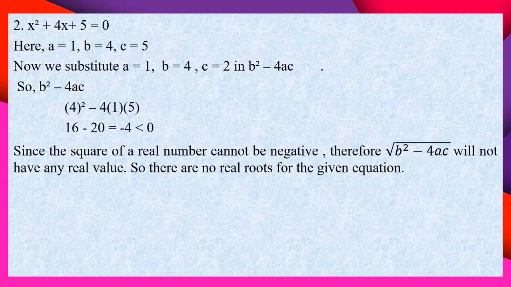So here b square minus 4ac value is minus 4, which is less than 0. Since the square of a real number cannot be negative, root of b square minus 4ac will not have any real value. So therefore, real roots do not exist for the given quadratic equation.